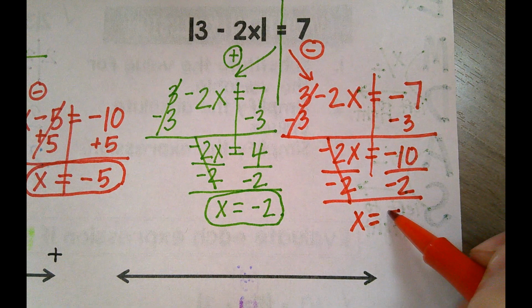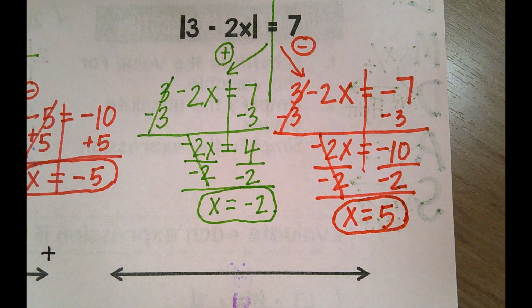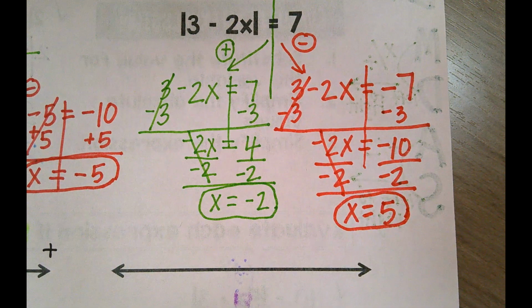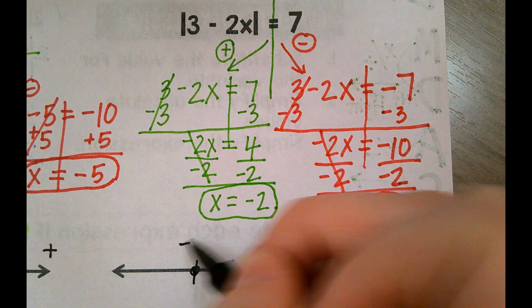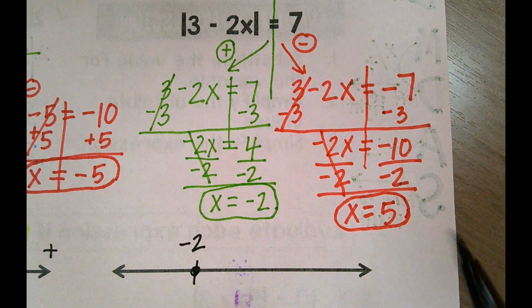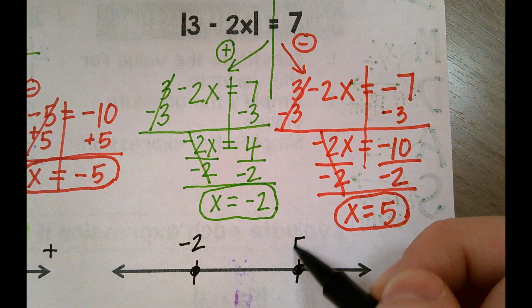X equals 5. Okay, so we have both of our x values. The line thing is the same, so which number comes first? -2. Good. -2, tick mark, put a circle, label it -2. And the 5, tick mark, color in your circle, label it +5.